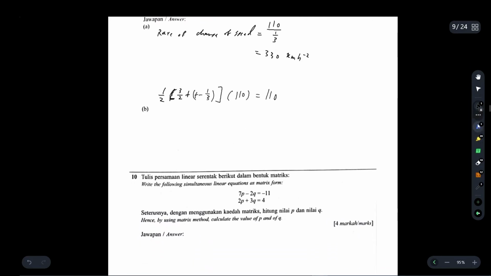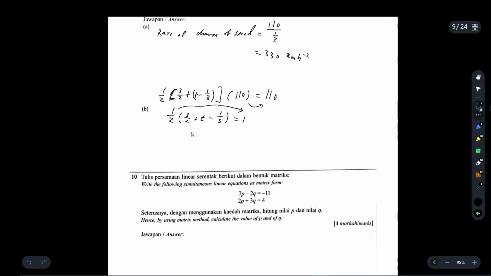First of all, we can see that 110 is multiplied on this side. After we move it to the other side, it becomes division. So 1/2 multiplied by (3/2 plus t minus 1/3) equals 1, because 110 divided by 110 is 1. And then right now we're going to move the 1/2 to the other side.